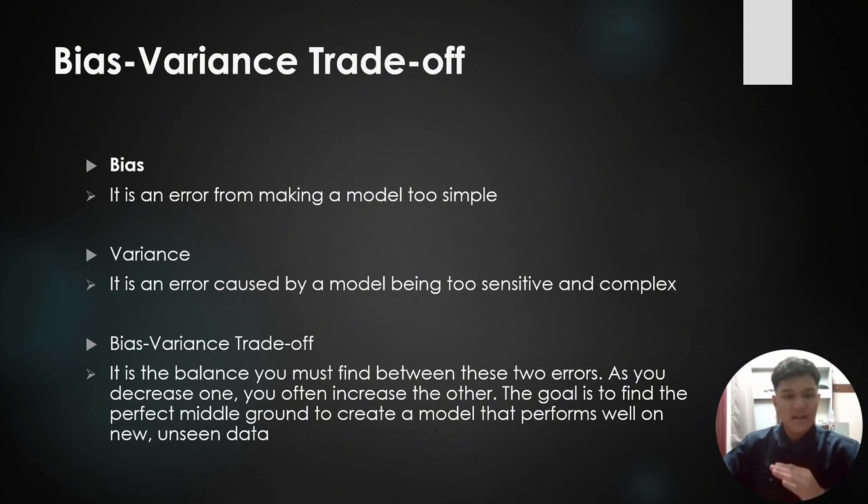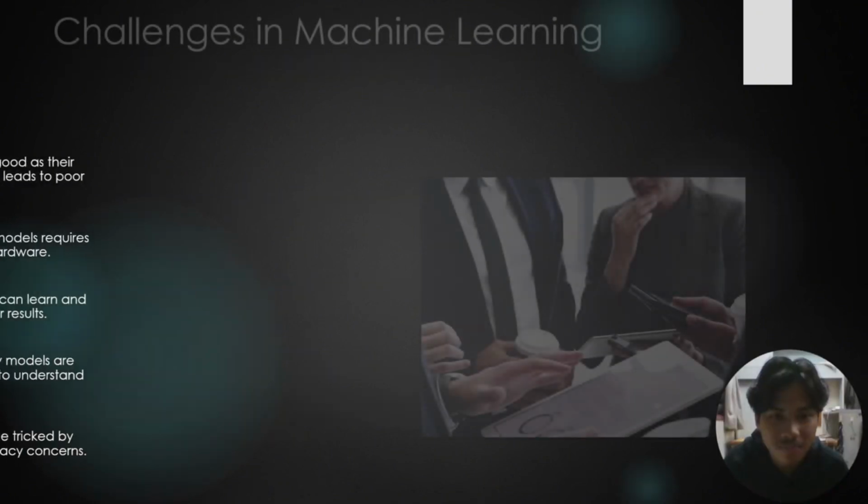What is bias variance trade-off? It is basically a balance that you must find between these two errors. As you decrease one, the other will increase. The goal is to find the perfect middle ground to create a model that performs well on new unseen data.